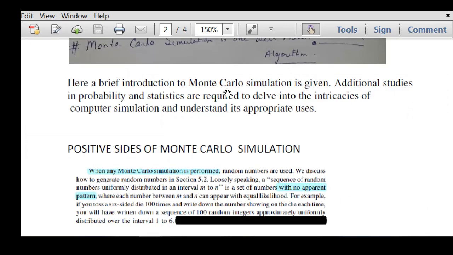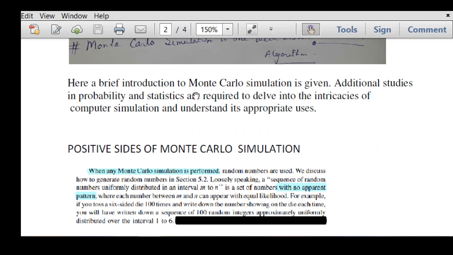This is saying that whenever we are trying to learn, not only Monte Carlo simulation, in mathematical modeling, which is a huge part of mathematical analysis, we are trying to learn a few preliminary ideas. If you are trying to learn a probabilistic simulation algorithm, obviously you should have some basic idea of probability and statistics. That is what they have said here.